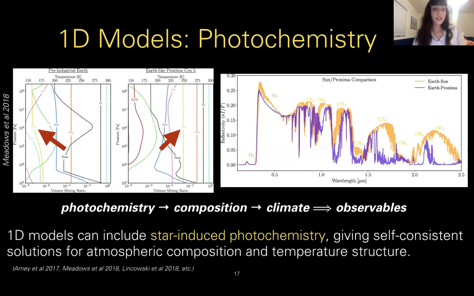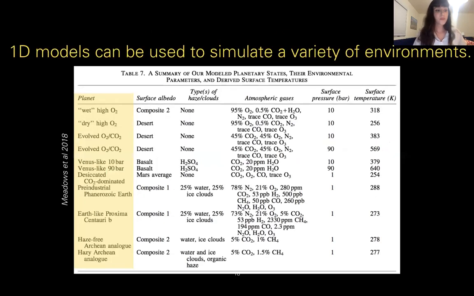So 1D models can include photochemistry driven by the planet's stellar spectrum. For example, 1D models show that for the same atmospheres, Proxima Centauri allows much more methane to build up on the planet than the sun does. As a result, we get very different methane features in transmission spectra for the sun compared to Proxima Centauri. 1D models give self-consistent solutions for atmospheric composition and temperature structure, which allows us to better predict observables in future reflectance spectra.